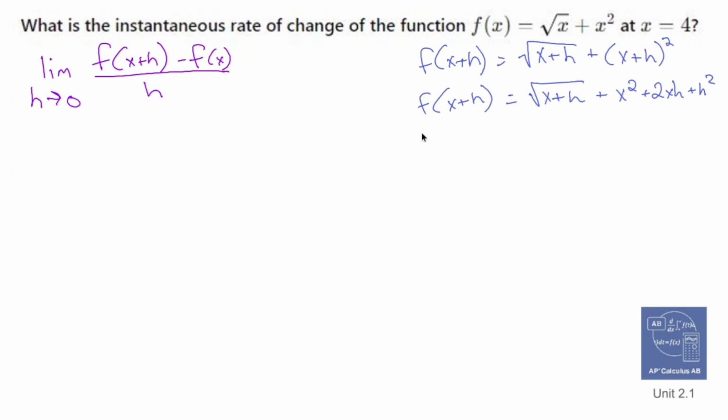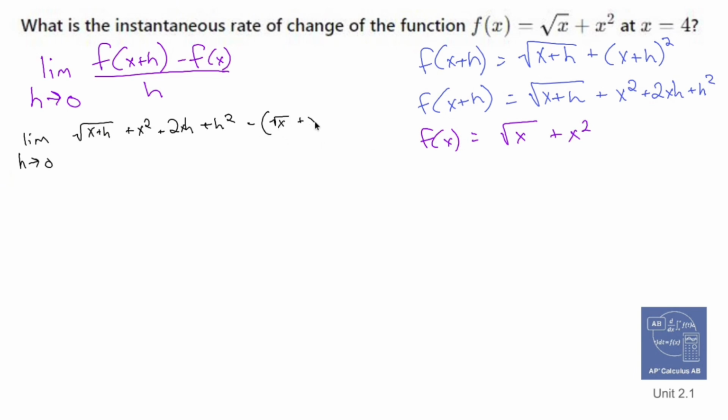Now the other one, which we already know: f of x is root x plus x squared, nothing wacky happens. Now we take both of these and replace them. So I have the limit as h approaches 0 of f of x plus h, which is going to be the square root of x plus h plus x squared plus 2xh plus h squared, right? And then I'm going to subtract all of root x plus x squared. All of this is over h.